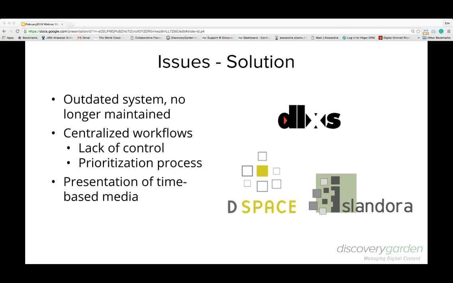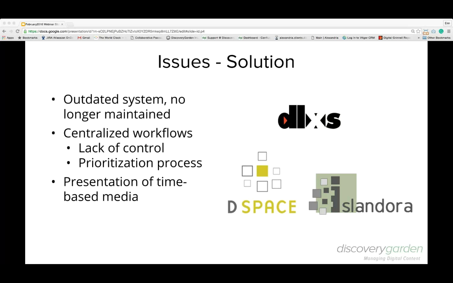What we wanted was a distributed environment where each campus could take control of the ingest process, we could control our display and design, and no one was competing for prioritizing collections for ingest, something that could be customized and built upon. So in that sense, Islandora was very competitive.